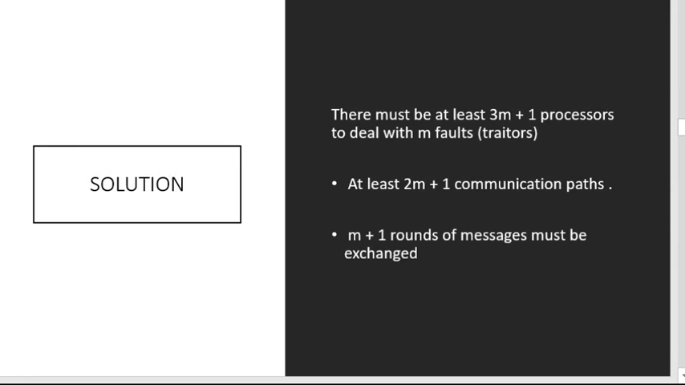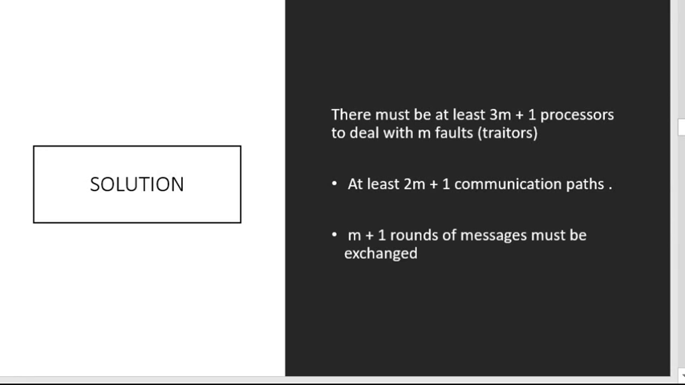In order to confirm who are traitors and who are loyal generals, we need at least 3M+1 processes. That means if M is equal to 4, with 4 faulty traitors, then we need at least 13 processes, 3M+1, to decide there are only 4 faults in their own troop. There must be at least 2M+1 communication paths.